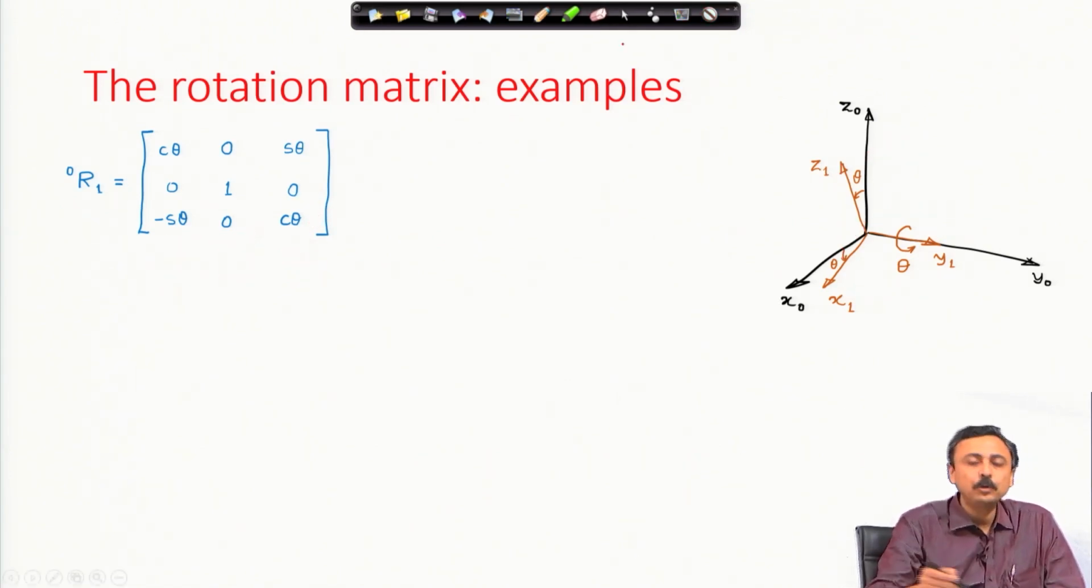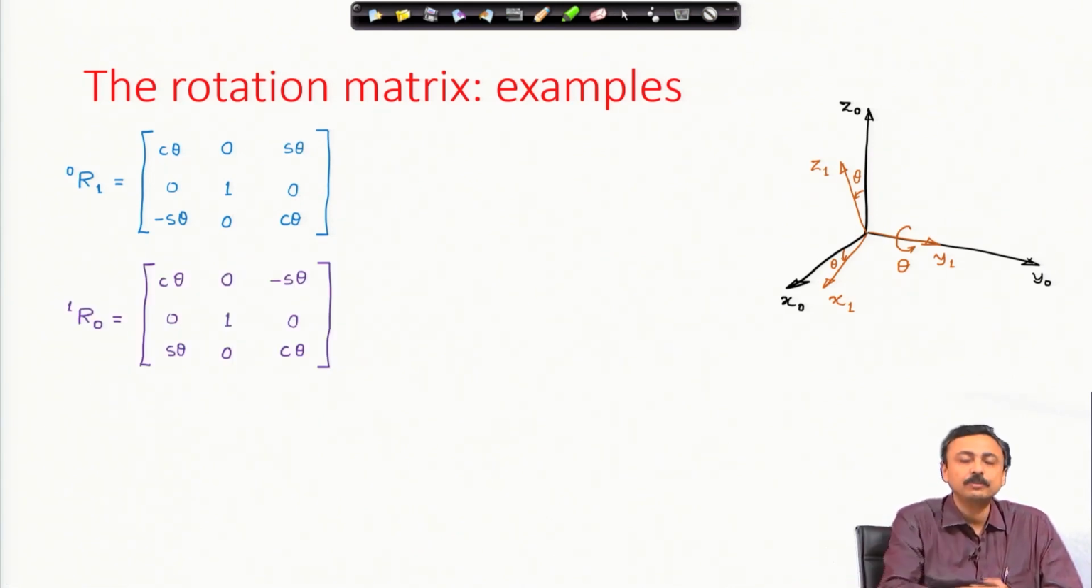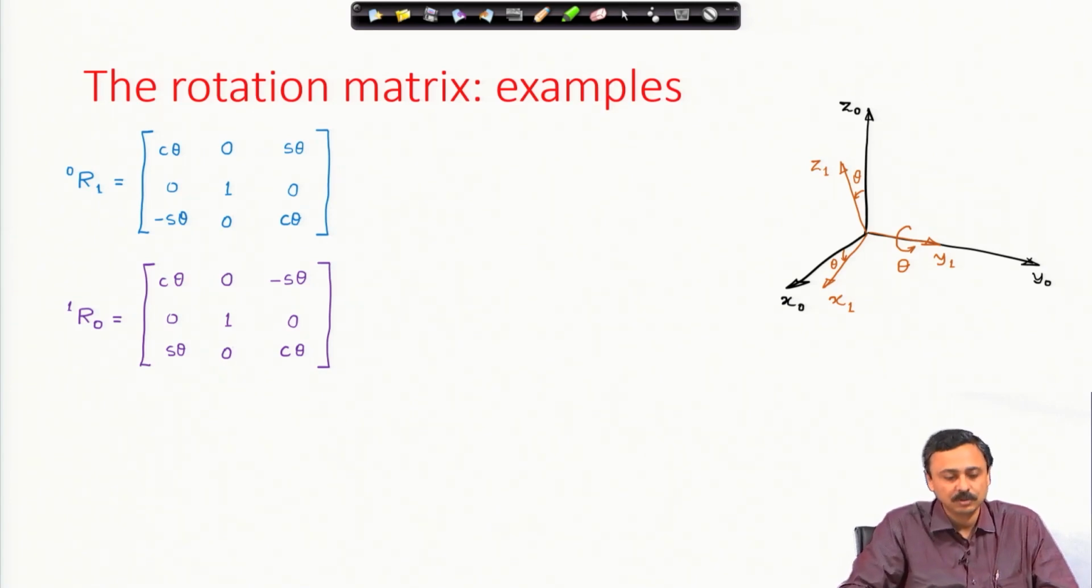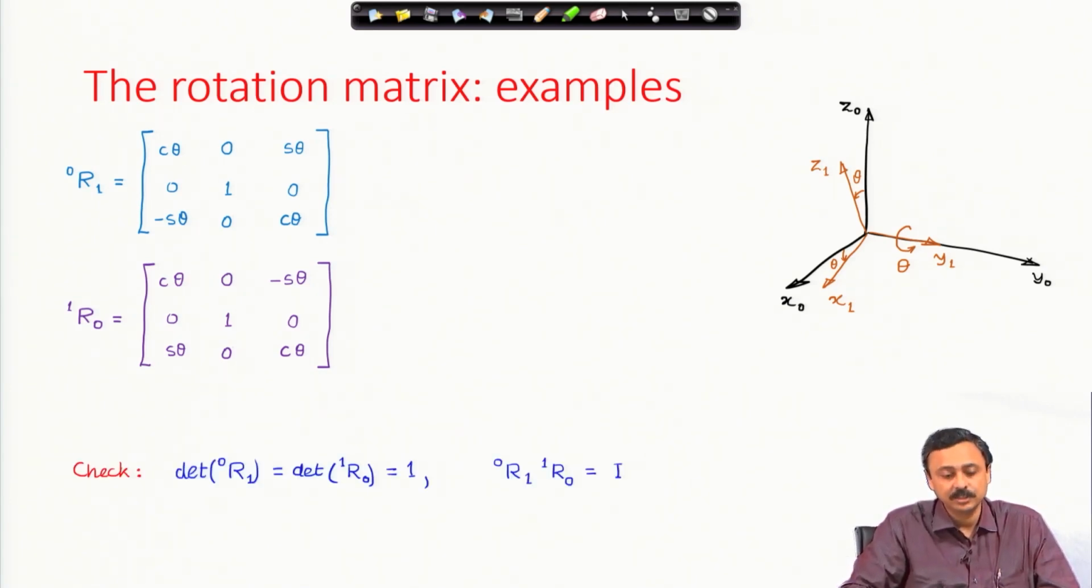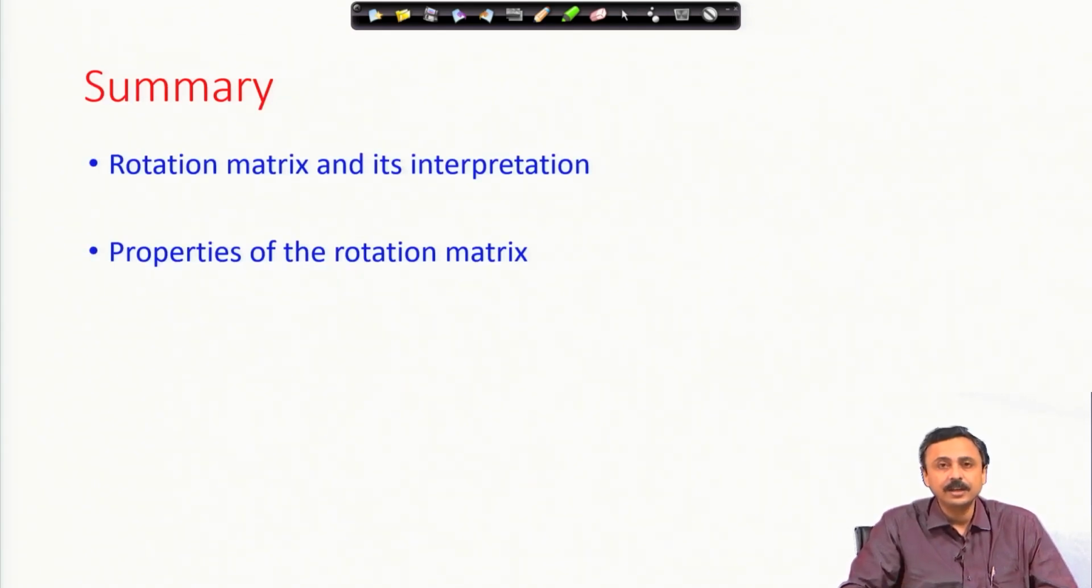In this way, we can populate the entries of the rotation matrix, and the inverse of the rotation matrix from 0 to 1 is the transpose of the rotation matrix from 1 to 0. You should check that the determinant of both these matrices is 1, and they are inverse of one another. So, to summarize, we have looked at the rotation matrix, its representation and its interpretation, and looked at some properties of the rotation matrix. With that, I will close this lecture.